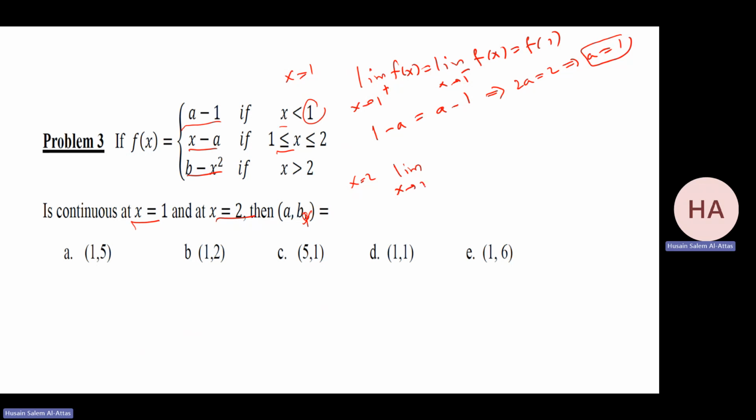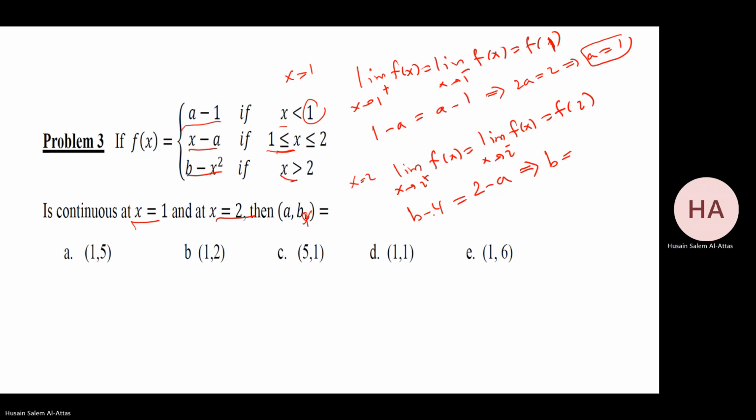We have limit x goes to 2 from right, equal limit x goes to 2 from left, equal f at 2. From right, I am here, that means b minus 4. From left, I am here, that means 2 minus a, where a equal 1. That implies b equal what? B equal 1 plus 4, b equal 5. So I need 1 and 5.